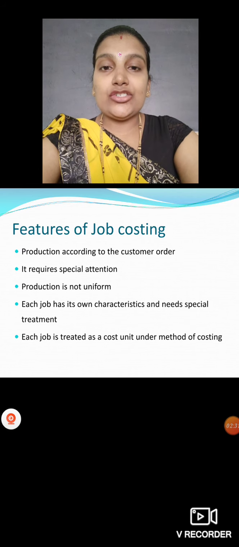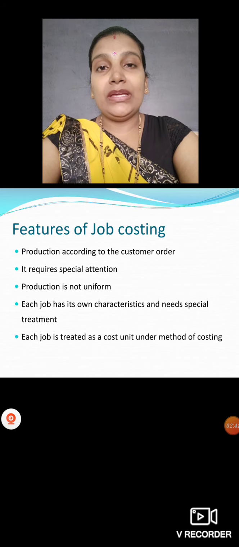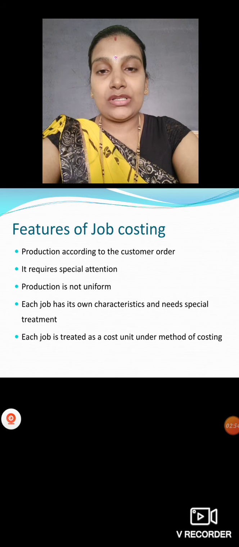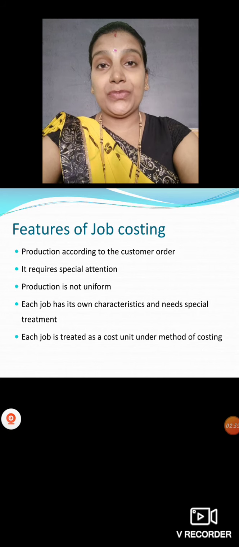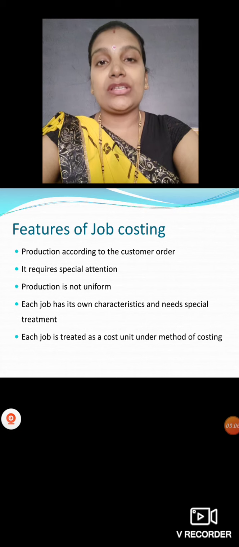Then each job has its own characteristics and needs special treatment. As we are going to produce the products according to your customer requirements, each job will have its own characteristics, which means one job will be different from another, so it needs special treatment also. The next one: each job is treated as a cost unit under this method of costing. In output costing we consider one product unit as one unit, but here each single job we are going to consider as a cost unit.